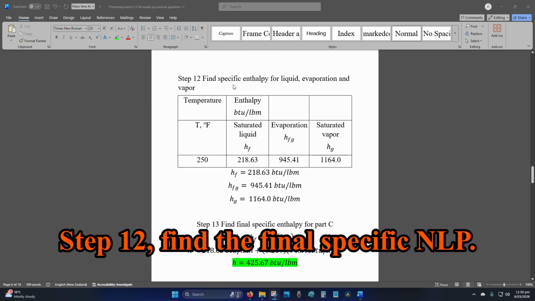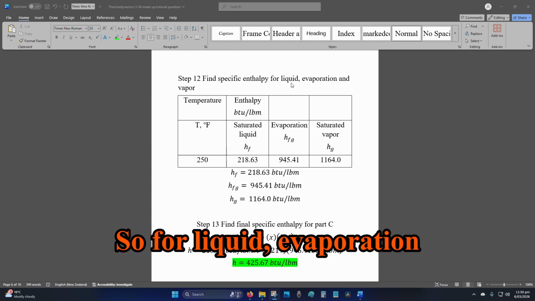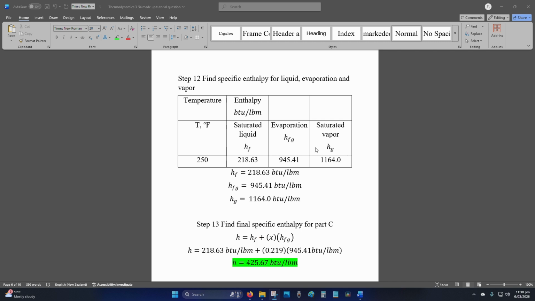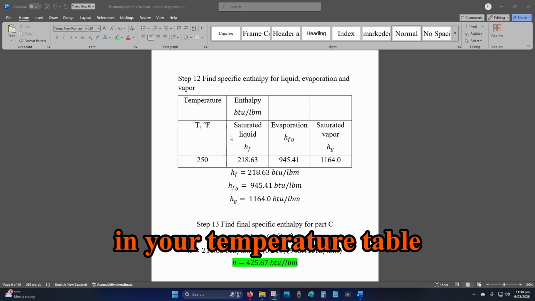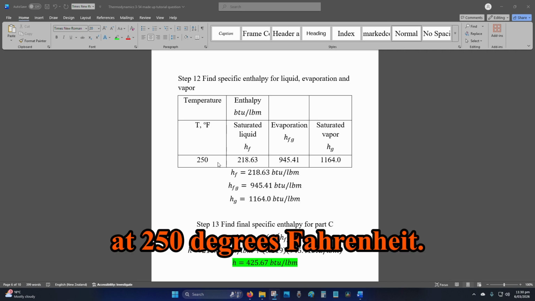Step 12, find the final specific enthalpy. So for liquid, evaporation, and vapor, so hf, hfg, and hg. This is going to be found in your temperature table at 250 degrees Fahrenheit.